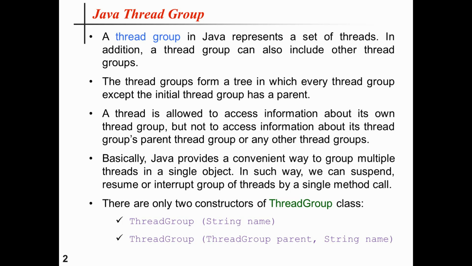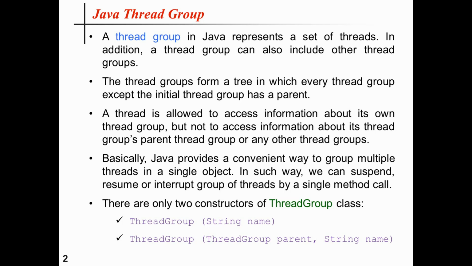The thread groups form a tree in which every thread group except the initial thread group has a parent. A thread is allowed to access information about its own thread group, but not to access information about its thread group's parent thread group or any other thread groups.